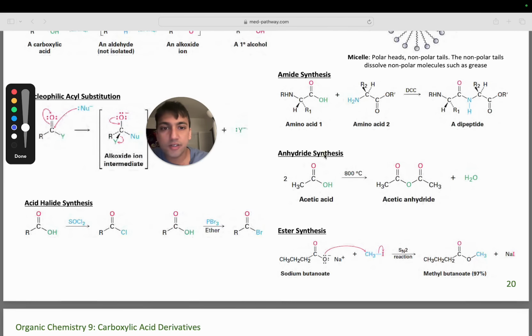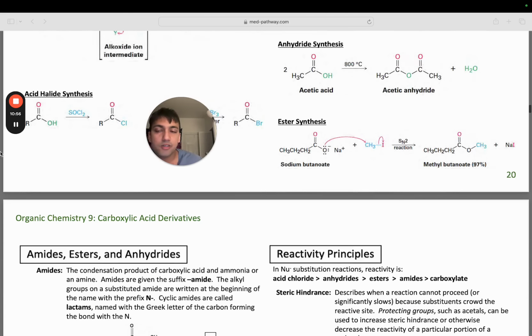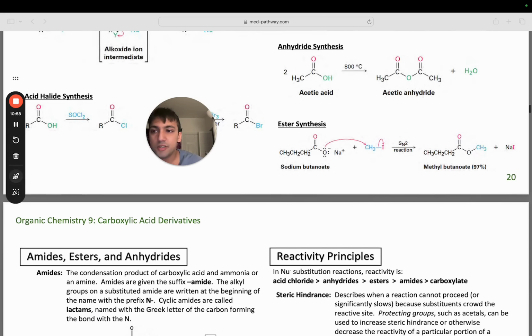Now we have anhydride synthesis. This is what I showed you on that Google image. So we're just taking two of these, and we're removing one OH and one water, and that's how we form this acetic anhydride over here. Now we have ester synthesis.